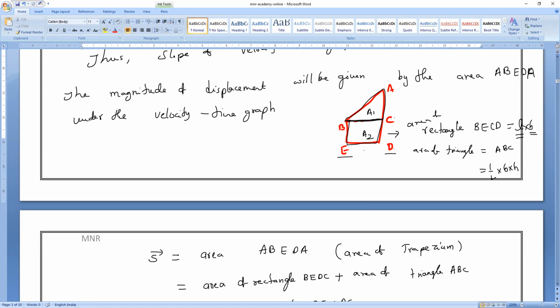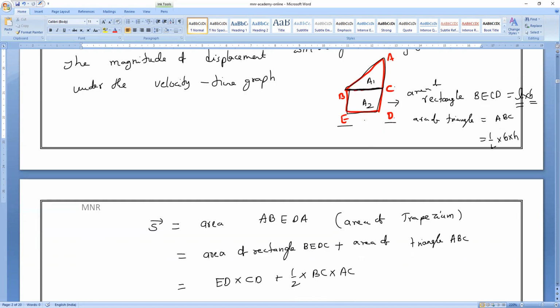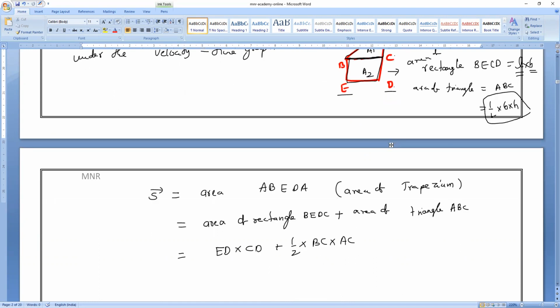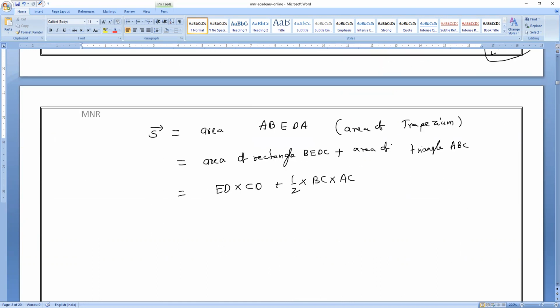So area of a rectangle, what is the formula, Shivani? Length into breadth. Yes or no? Length is ED and breadth is DC. Is it okay? Next, area of a triangle. Triangle formula what? Half into base into height. Base is BC, height is AC. That's all. Clear? Understood? All of you understood or not? Please respond.